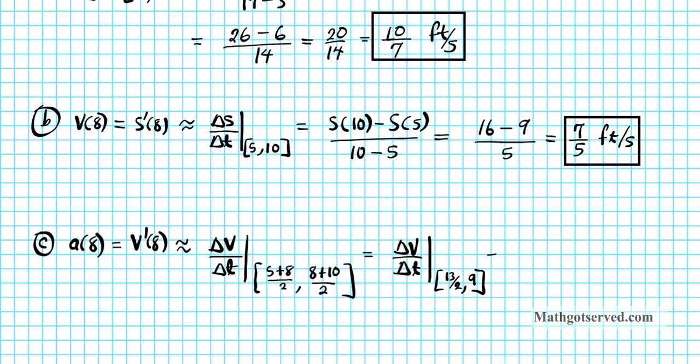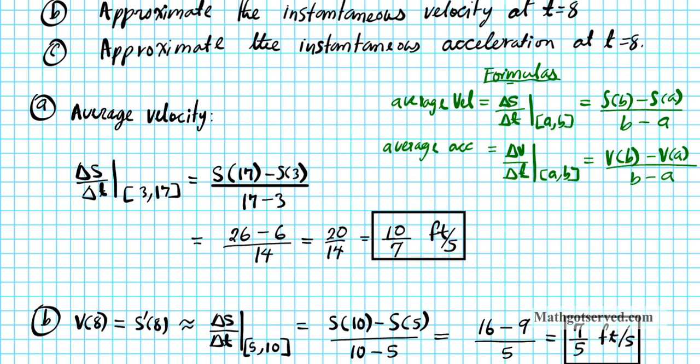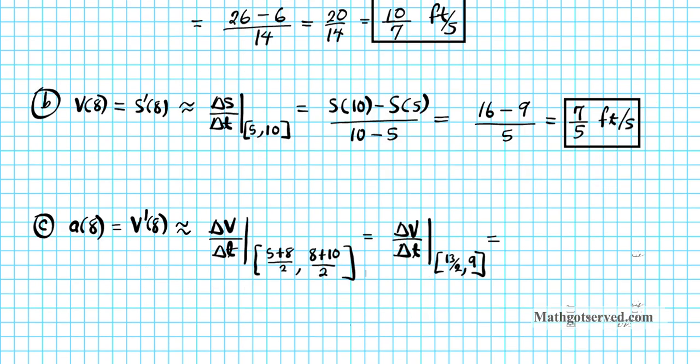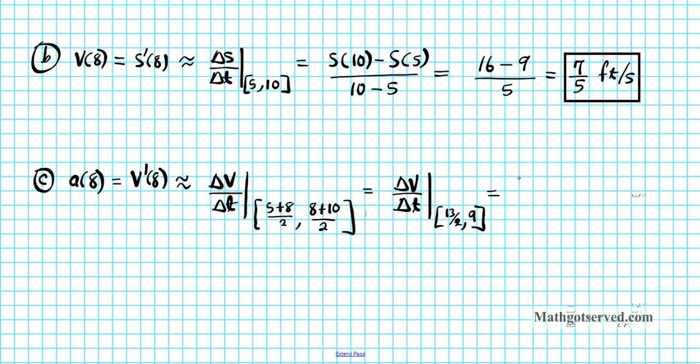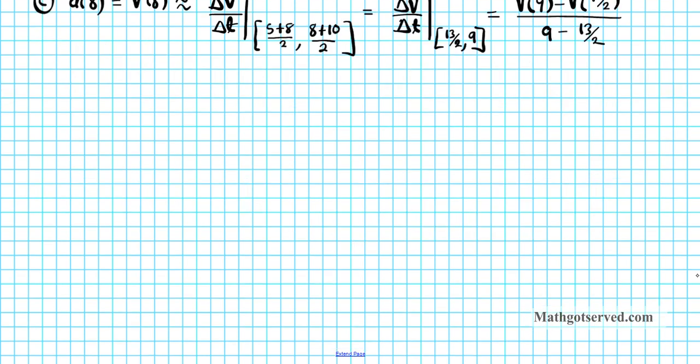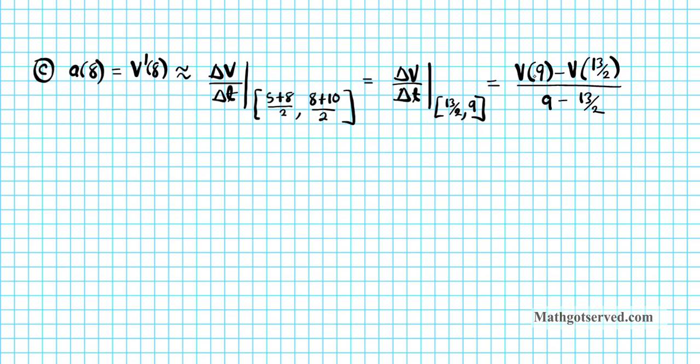Alright, so now using our formula for average acceleration that we have here, we're going to be calculating V of B, which is 9, minus V of A, which is 13 over 2, and then that divided by B, which is 9, minus A, 13 over 2. Okay? Alright, so now we have a new problem. We have to now find the instantaneous velocity at t equals 9, and also the instantaneous velocity at t equals 13 over 2.